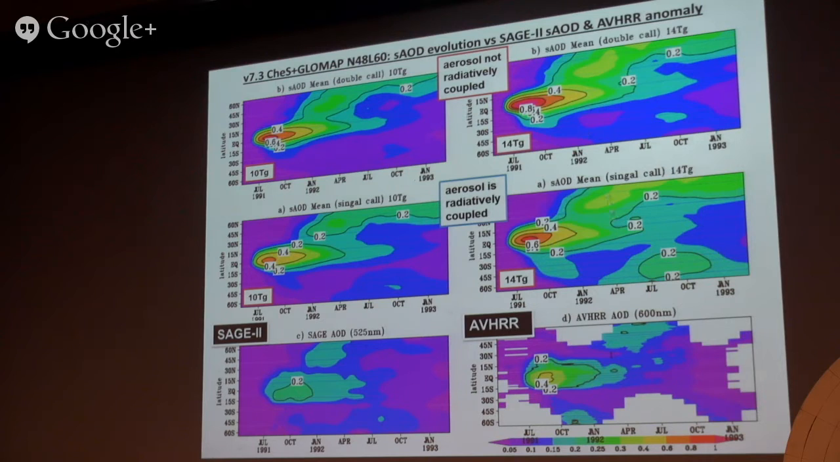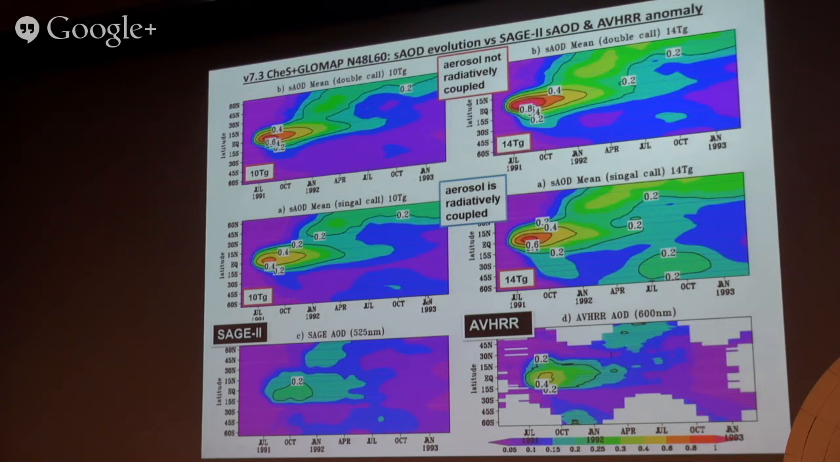And again, this is a pair of 14 teragram uncoupled and coupled simulations. And we see that these 14 teragram, which was the lower bound of the SO2 measurements that I presented at the start, is giving much too high stratospheric aerosol optical depth against the measurements, whereas this 10 teragram run was matching the amount of sulfate aerosol, the amount of sulfur in the aerosol, but would be underestimating the SO2, but it's getting the aerosol properties in good agreement with the measurements.